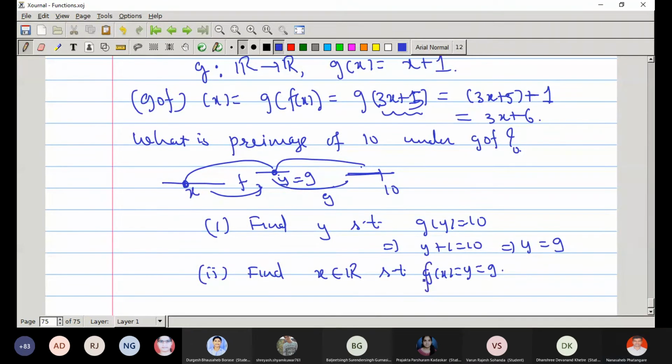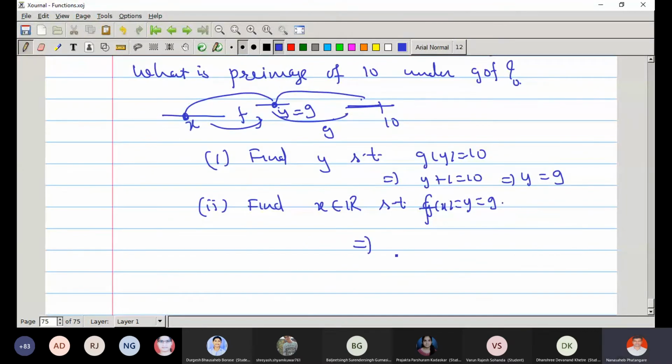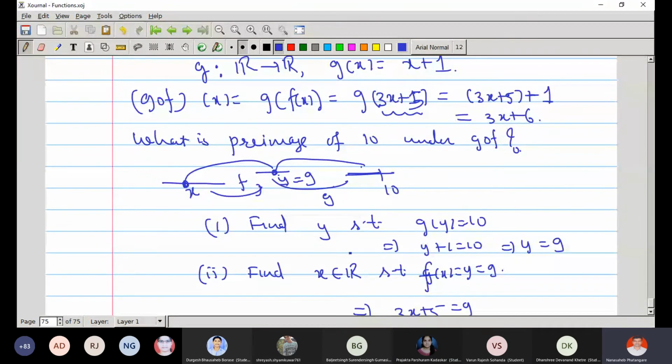Right. So find x here such that f of x is equal to this y, or 9. That means 3x plus 5 is equal to 9. And therefore what is x? 4 by 3. And therefore we have backtracked, we have traced the preimage of 10 under the composite function. What is the preimage now? 4 by 3. So what is the procedure? We just backtrack the preimage in the domain of G and again backtrack under F.